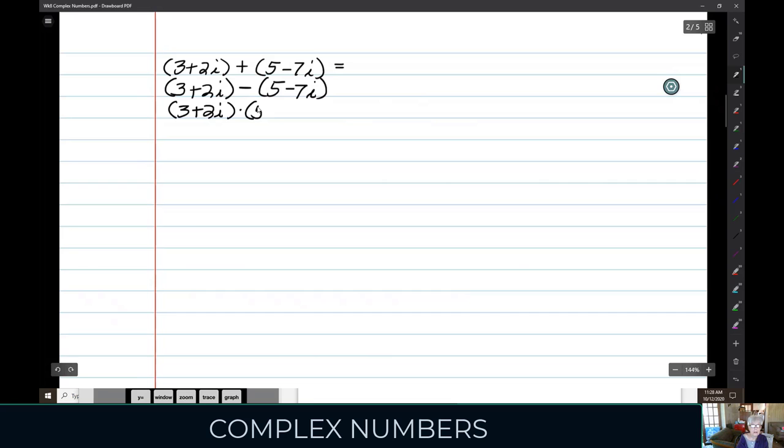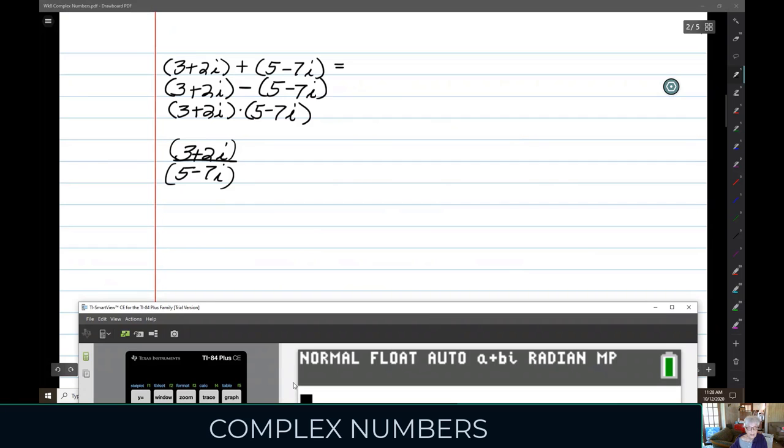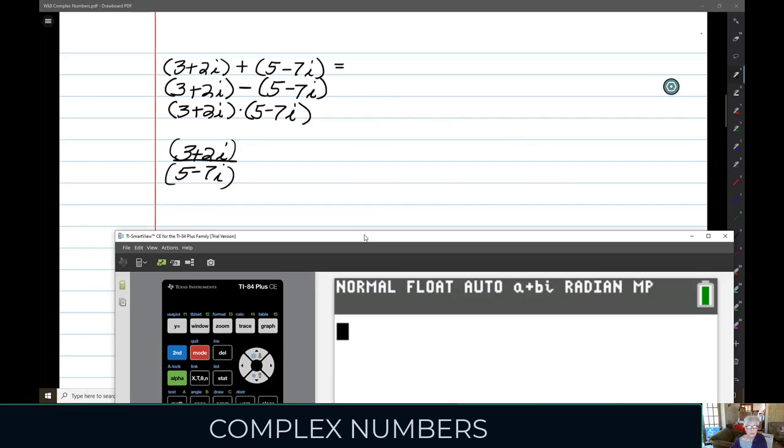I don't have to put that there. However, you do have to put the numerator and the denominator in parentheses. Okay. So that's what we're going to do.